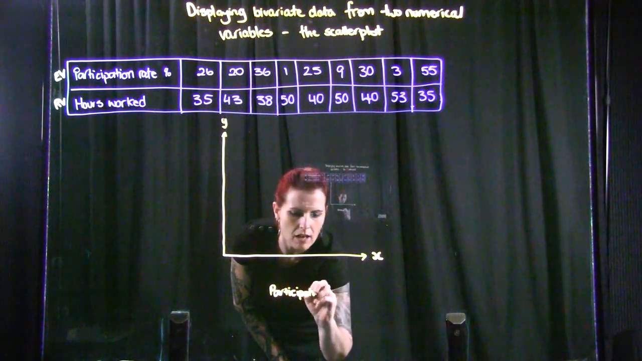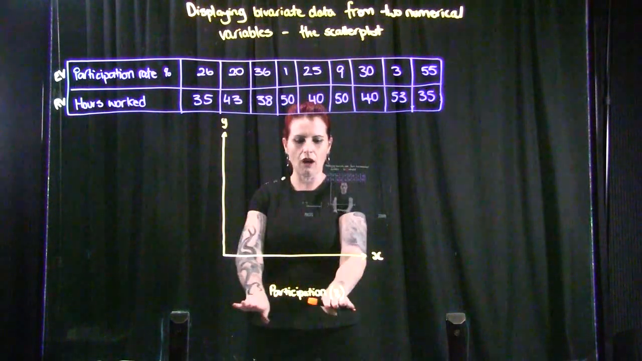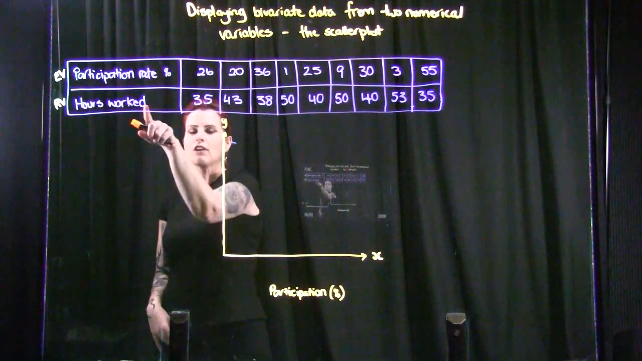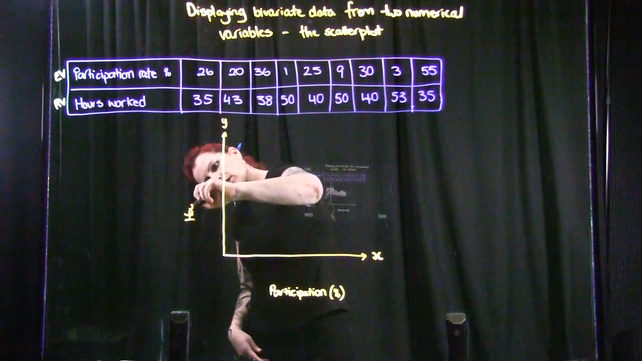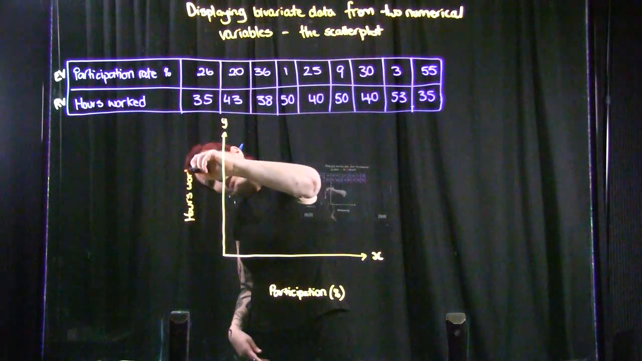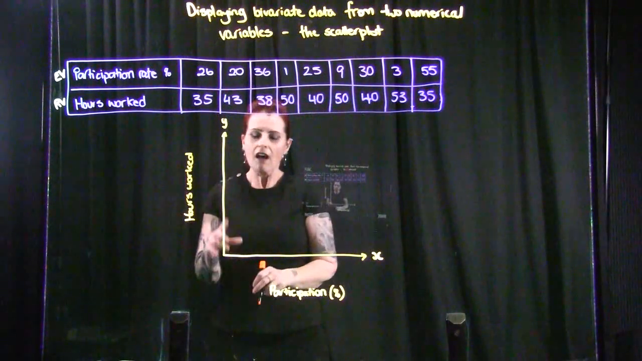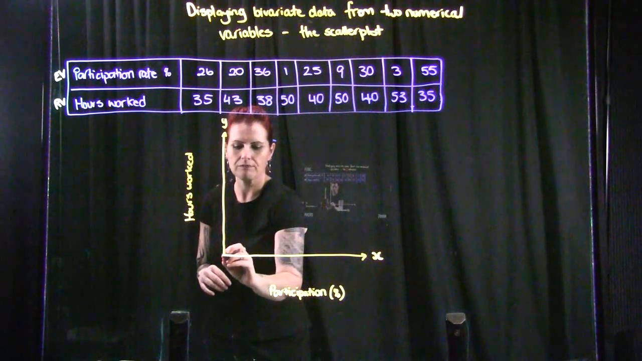So this will be participation, and I write that it's in a percent in my title. So title, remembering a gap for the scale along here. Then I've got hours worked as my response variable. Now I don't need to write that it's in hours because it says hours. So I've got my two titles.